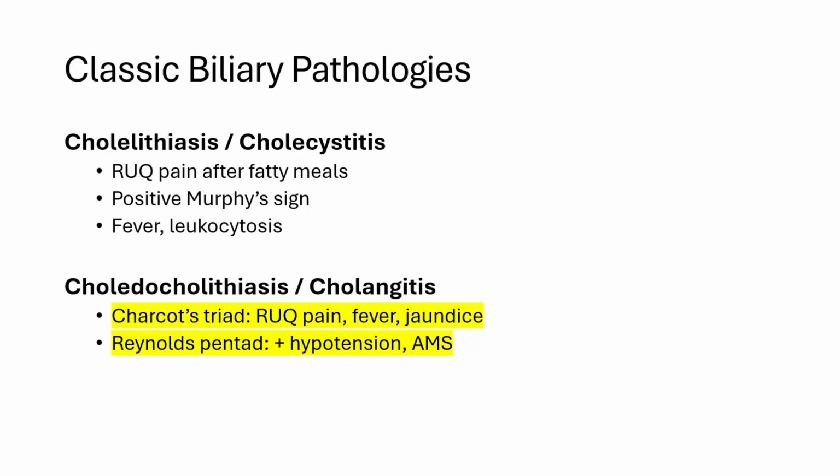Choledocholithiasis, which just means a gallstone within the common bile duct, can cause complications as well, obviously. And if it goes untreated, you can have cholangitis, which is inflammation of the biliary tree, and that has its own signs. You might have heard of Charcot's triad, which is right upper quadrant pain, fever, and jaundice, just because you have that biliary backup because the common bile duct is being obstructed by a stone. And then if you add hypotension and altered mental status, that becomes Reynolds pentad. So those are some signs that you want to look out for in these different types of patients.